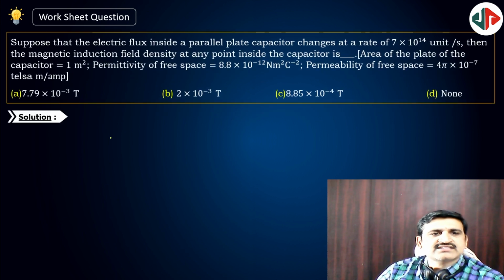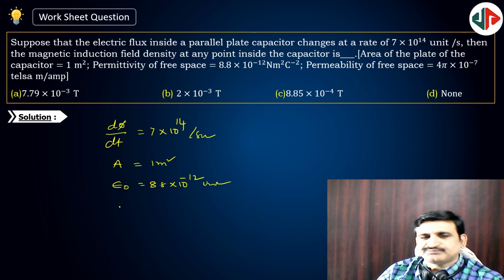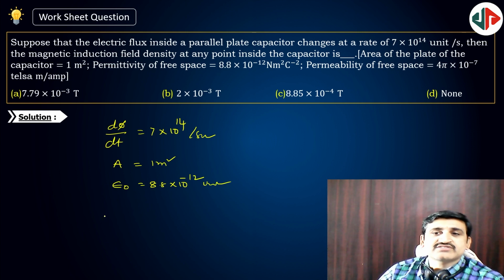Suppose the electric flux inside a parallel plate capacitor changes at a rate of d phi by dt, changing at a rate of 7 into 10 to the power of 14 units per second. Then the magnetic induction field density at any point inside the capacitor is, okay, and the plate area A is equal to 1 meter square, and permittivity of free space epsilon naught value is given 8.8 into 10 to the power of minus 12 units, and the mu naught value anyway we know. He is asking the magnetic field induction B value.